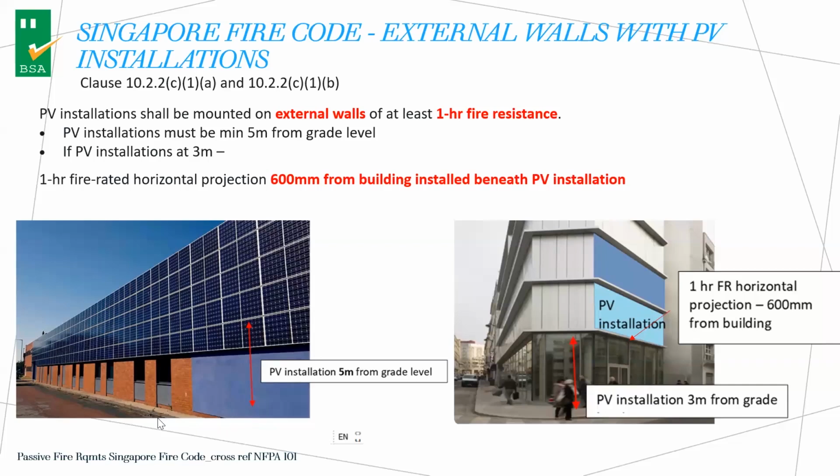But let's say you can't help it. You must start the solar panel from 3 meters. Then you need to provide a 1 hour fire rated horizontal fin. We call that a projection, to prevent the fire from the solar panel from burning downwards. So these are some of the regulations.